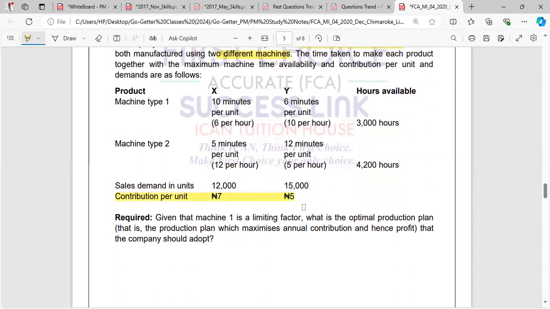Now they have told us the first step. They have done the first step for us. Required. Given that machine 1 is the limiting factor, we already know that, so we don't need to go and do it again. But assuming this is an exam question, they will ask you to, first of all, A part, identify the limiting factor. Then the B part, they will tell you what is the optimal production plan. That is the production plan that maximizes annual contribution and profit that the company should adopt.